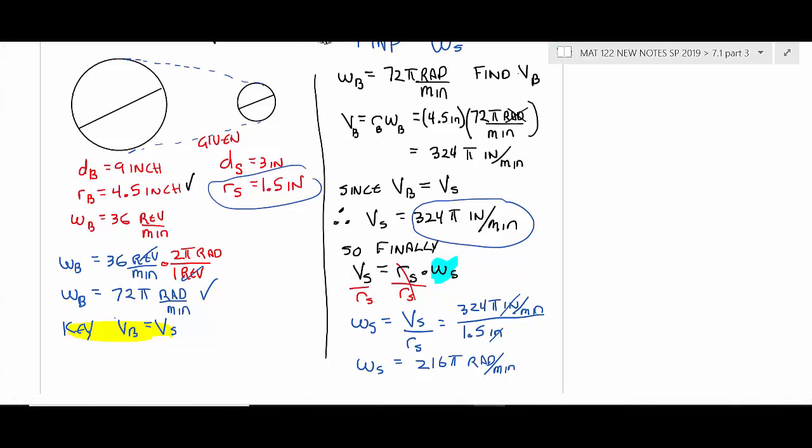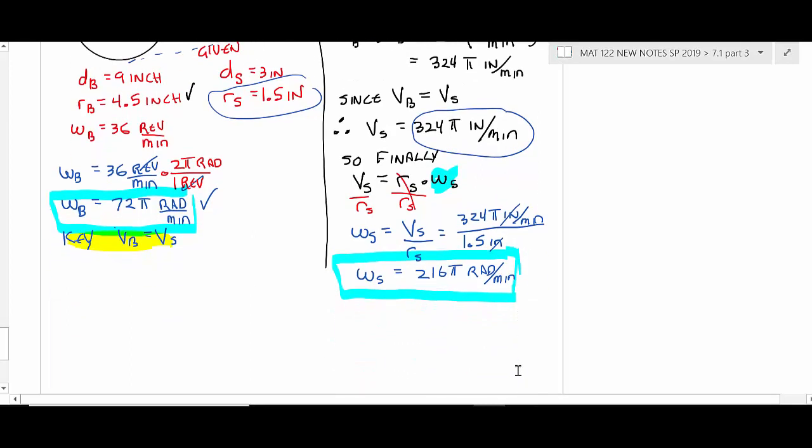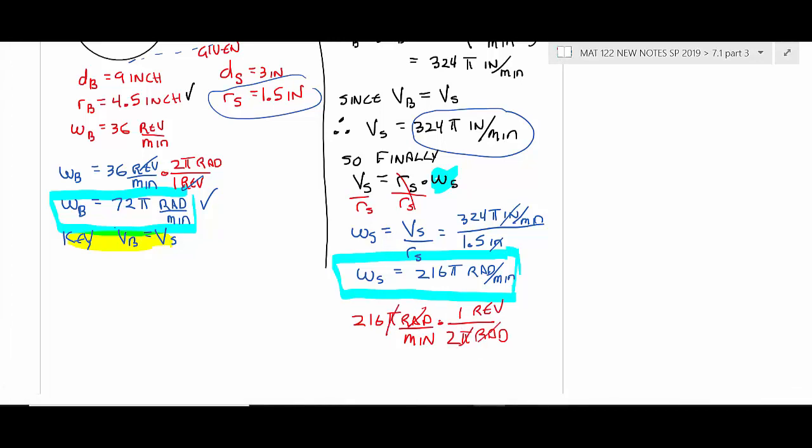Okay, I'm going to highlight two things here. I'm going to highlight this, and this to begin with. Then I'm going to do one other thing. We're going to take the 216 pi radians per minute, and I'm going to change that to RPMs. So there's 2 pi radians in 1 revolution. Okay, so I'm going to do this calculation. The pi's are going to cross out. And then 216 divided by 2 is 108 revolutions per minute.